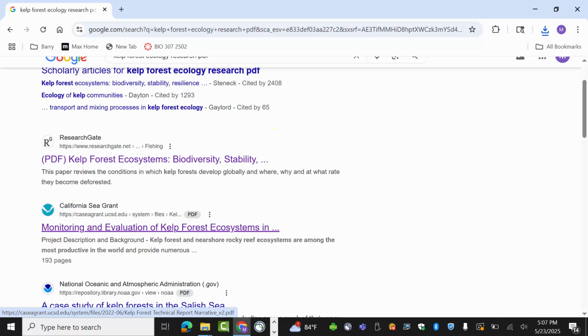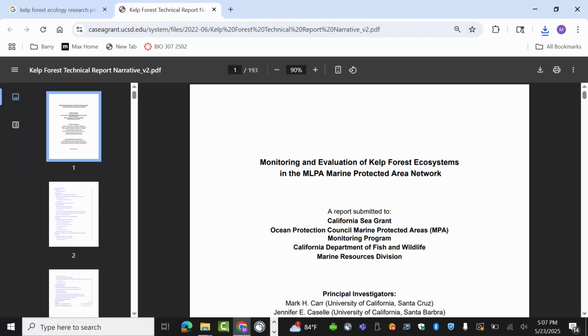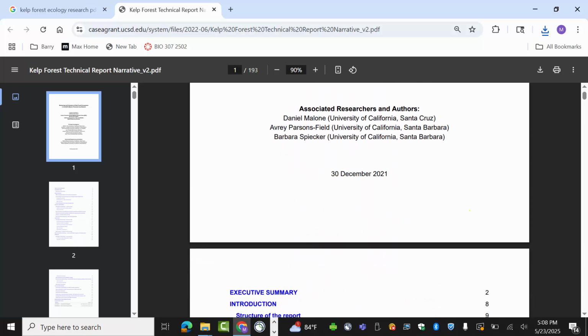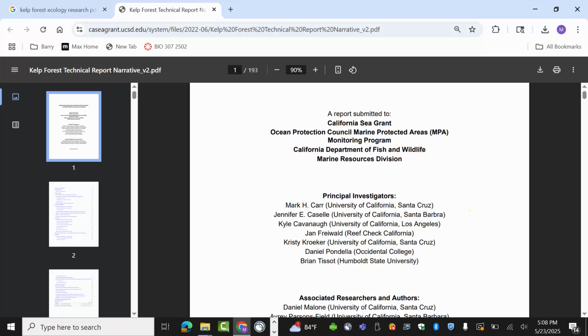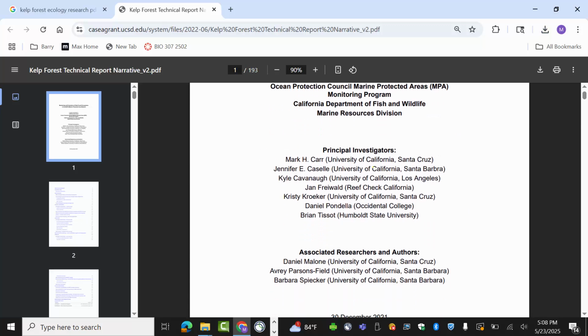Let's click on this one. Let's check that out. Boom. Monitoring and evaluation of forest ecosystems. So this is not a paper in a scientific journal, but the paper's got a bunch of authors, and here are people who are ostensibly faculty. Mark Carr is definitely someone who I know of. These other people, I have to admit, I don't know who they are, but it doesn't mean that they're not great people. It's just I'm not a kelp ecologist. Okay, so here's a whole list of people that you might want to then look up.